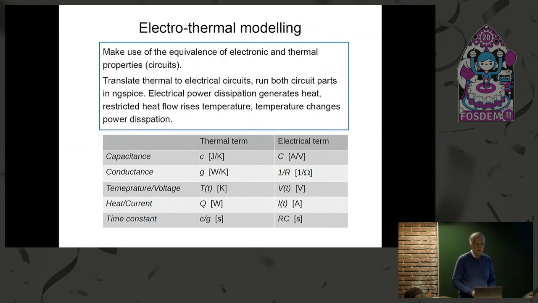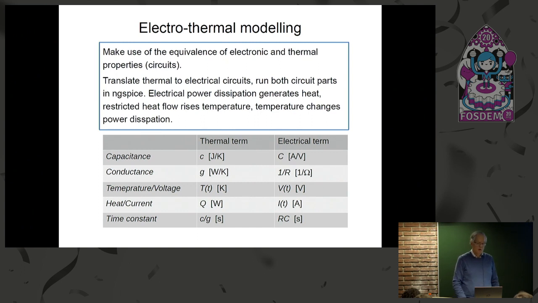So this is about electrothermal modeling, and what is it? Yeah, we make use of the equivalence of thermal circuits and electronic circuits. We translate thermals into electrical circuits, and then we run both circuit parts in ngSpice. So electrical power dissipation generates heat. Heat has some restricted flow path, and so it raises the temperature of the device. Temperature changes some device characteristics, and so we have this closed loop. This has to be integrated and deserves special device models that can react to this.